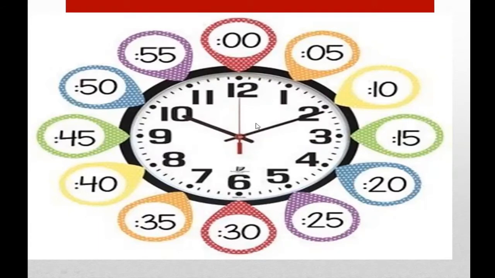You will say 10 o'clock, 11 o'clock, 2 o'clock, 3 o'clock. It depends on where your small hand is. If your small hand is on 8 and the bigger hand is on 12, you say 8 o'clock, 9 o'clock, 10 o'clock. Okay, let's learn more.